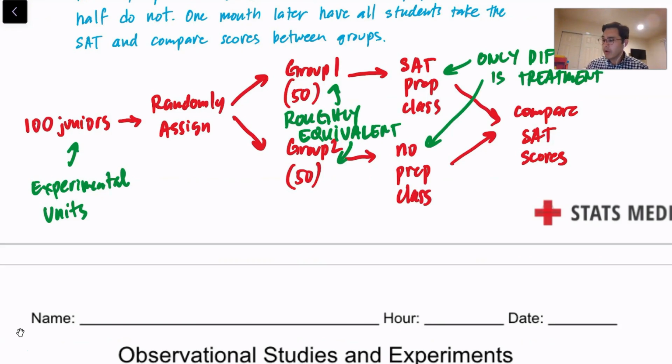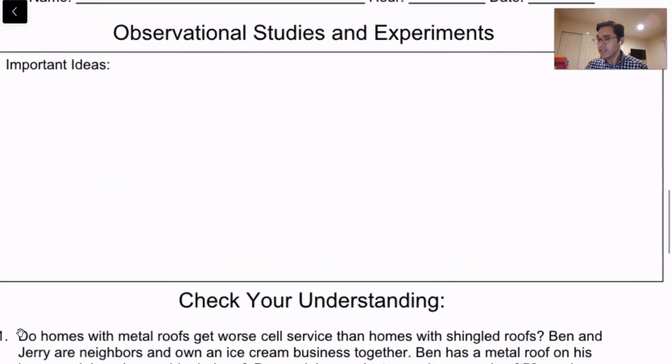All right, so let's go ahead and move on to the important ideas and summarize in a formal way what we learned in this activity. Right, so number one, let's just go ahead and define the different types of variables in a study. Okay? So we have the explanatory variable. Okay? And this we want to think of as a variable that's going to help explain or help us predict the response.